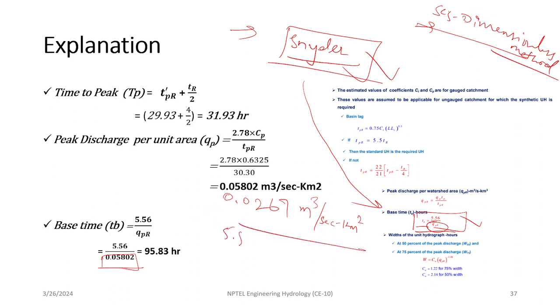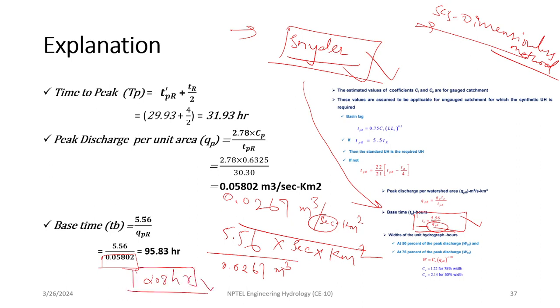So compute this value by putting 5.56, divided by 0.0267. And don't forget to convert this value into hours, because whatever value you put, it will have a unit of seconds. I'm just mentioning the units here also. Okay, so I'm getting 208 hours. It may be correct. Let others also calculate. 208.239.